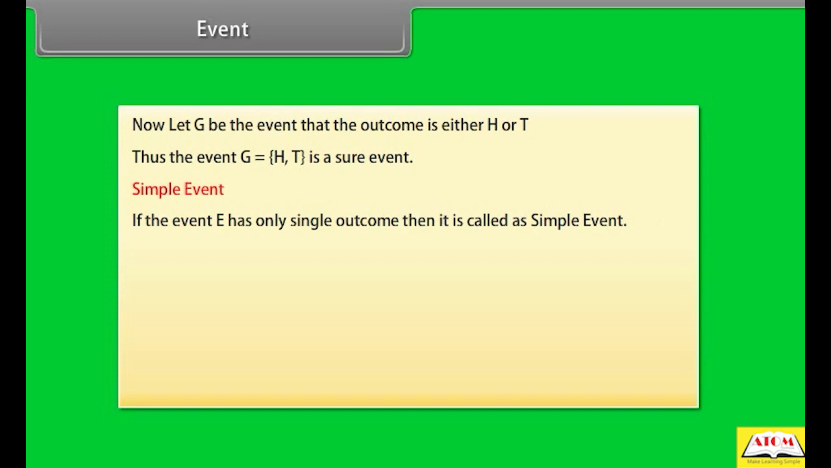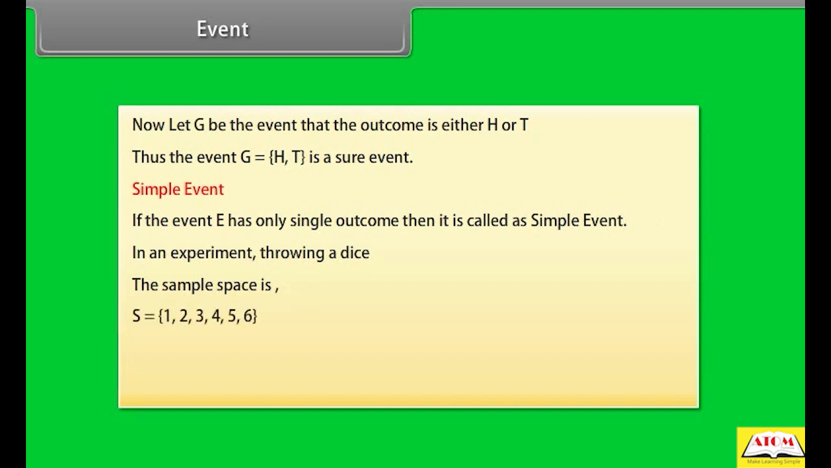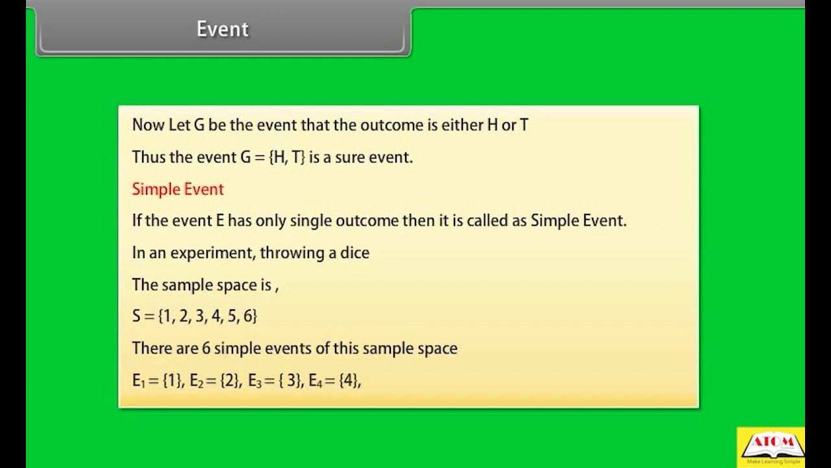To understand it, let's take an example. In an experiment, throwing a dice, the sample space is S is equal to 1, 2, 3, 4, 5, 6. There are 6 simple events of this sample space. E1 is equal to 1. E2 is equal to 2. E3 is equal to 3. E4 is equal to 4. E5 is equal to 5. And E6 is equal to 6.